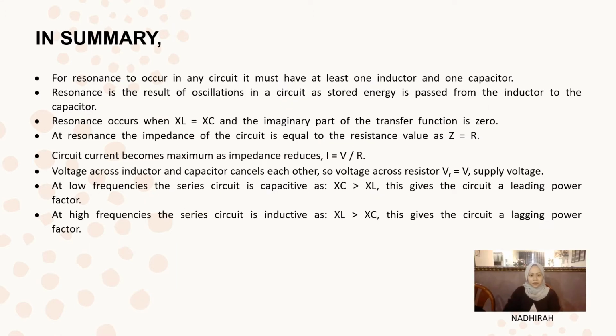In summary, for resonance to occur in any circuit, it must have at least one inductor and one capacitor. Resonance is the result of oscillation in a circuit as stored energy is passed from the inductor to the capacitor. Resonance occurs when XL is equivalent to XC and the imaginary part of the transfer function is 0. At resonance, the impedance of the circuit is equal to the resistance value. Circuit current becomes maximum as impedance reduces. Voltage across the inductor and capacitor cancel out each other, so voltage across the resistor will be equivalent to the supply voltage.